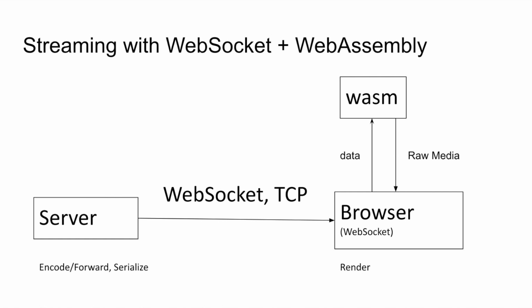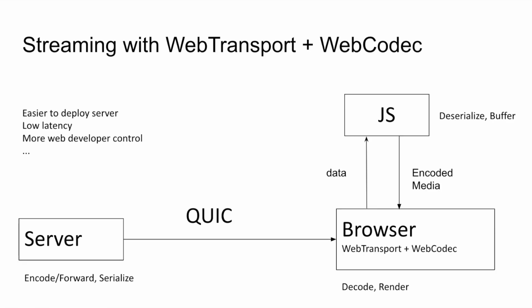So what we'd like to do is take this picture that has the maximum amount of flexibility, but return the performance characteristics of unreliable delivery via WebTransport with QUIC underneath instead of TCP, and WebCodecs being basically the same as having the codecs in WASM, except they're faster and more power efficient. So that's what you see here, where QUIC is going between the server and the browser, and in the browser is WebTransport and WebCodecs.